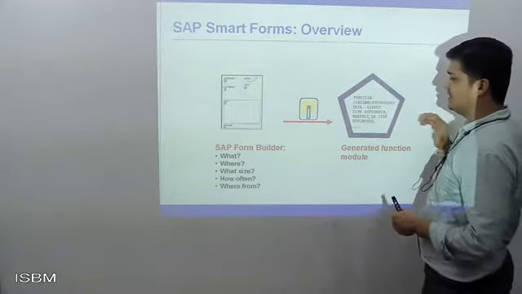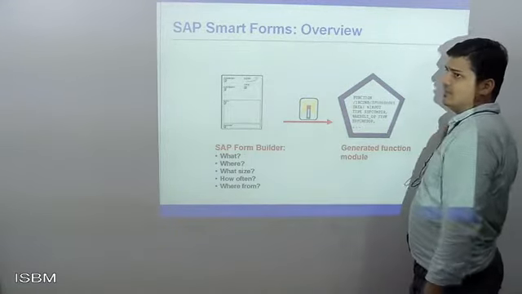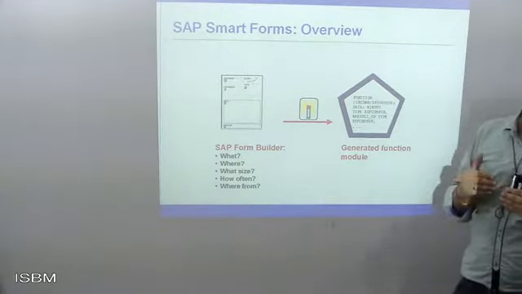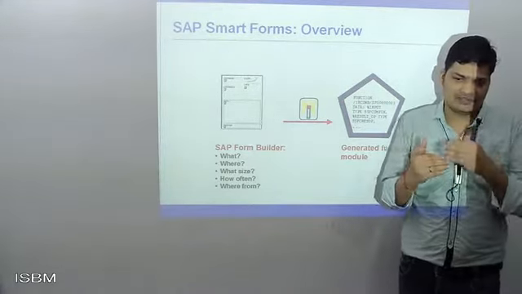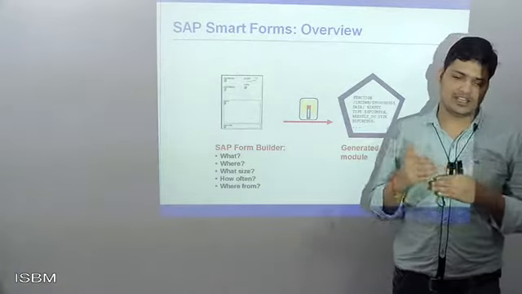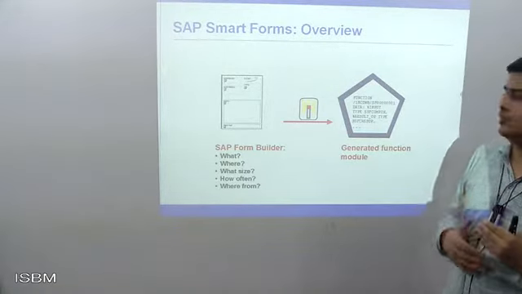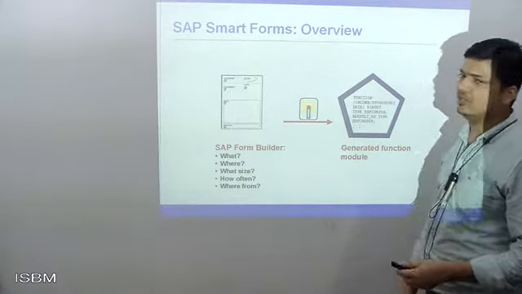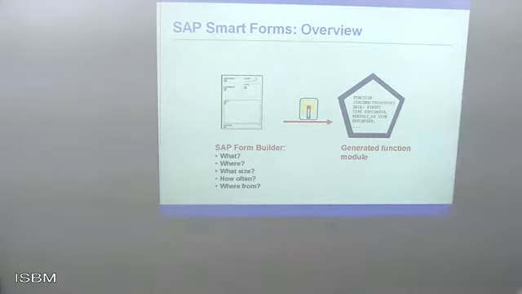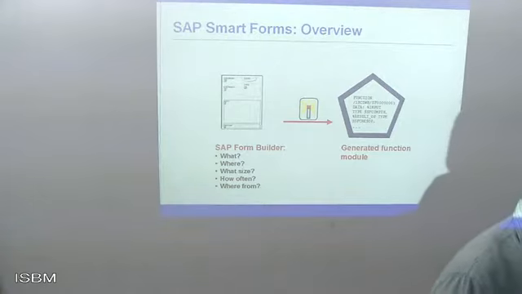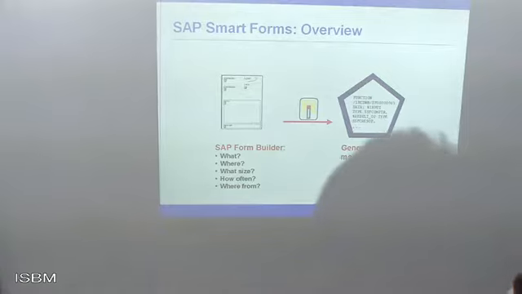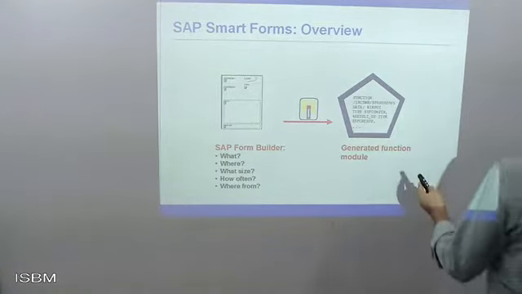So this is the function module, and it is generated while we are executing the smart form. Every time you make changes in the smart form, the function module changes, and a new function module is generated each time, which will give you the result.